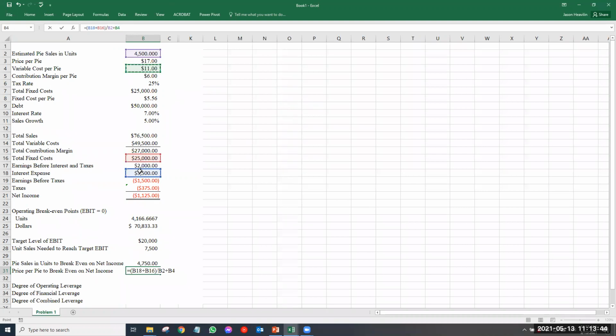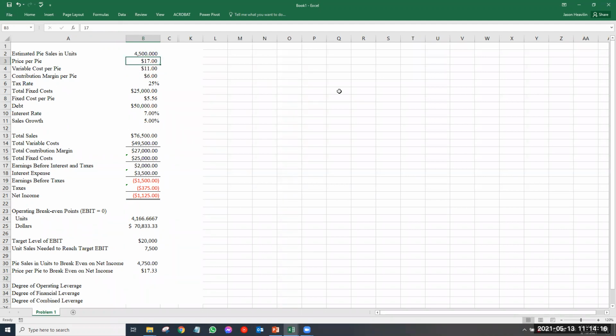So again, we're going to take the fixed costs and add them together, in parentheses, so that happens first. Then we divide it by the amount of pies that we're going to sell, because we're not going to change that amount. And then we're going to add the variable cost per pie, and that will tell me the price per pie. And that is our $17.33.